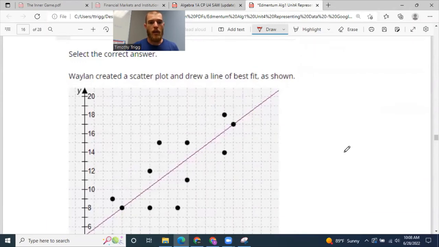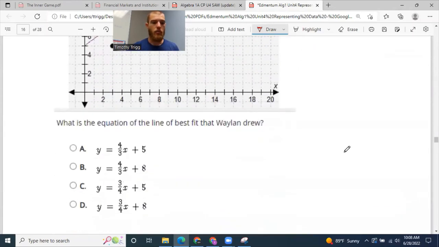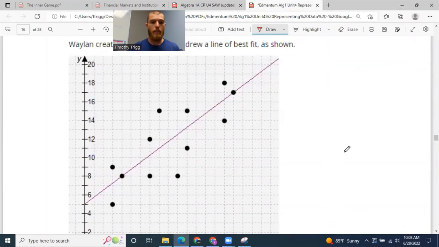Wayland created a scatter plot and drew the line of best fit as shown. So here we want to find the equation once again. And in this case, it's a positive correlation. So we know we're going to have a positive slope because it's going upwards. The data is going upwards as you go from left to right.